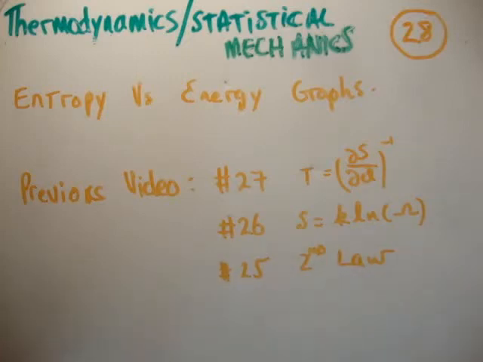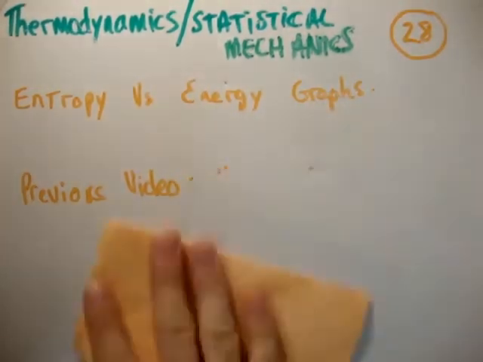In number 26 I discussed entropy, and we showed that S is equal to k log omega, where omega is the multiplicity. And in number 25 I discussed the second law of thermodynamics. So it's time now just to do a very short video on the entropy versus energy graphs.